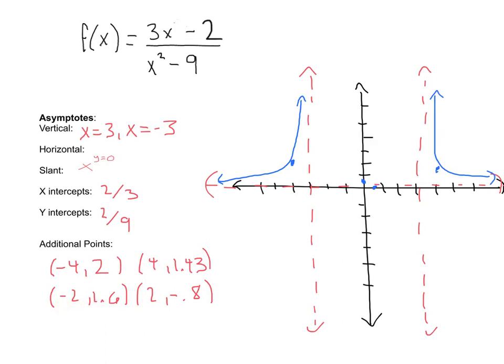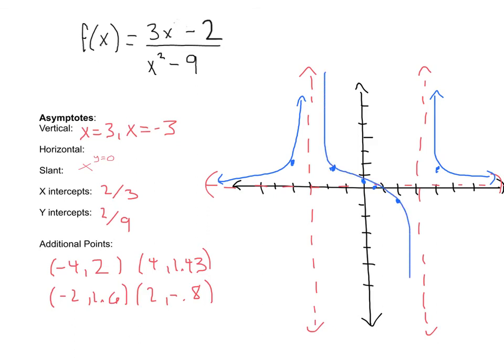I got negative 2, 1.6. That's going to be about here. Negative 2, 1.6. And I've got 2, negative 0.8. So if I go to 2, that's going to be at negative 0.8. Alright, we can tell based on having one value above the horizontal asymptote and one value below the horizontal asymptote that it's going to cross.